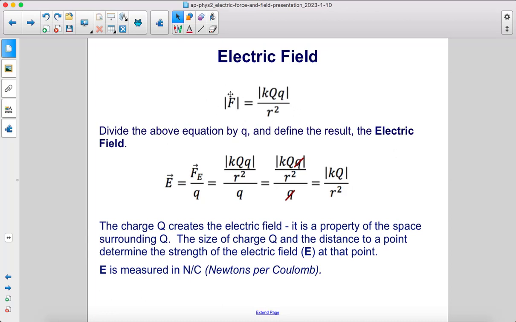Alright, so we start with Coulomb's law. If we divide the above equation by little q and define the result, we have the electric field. So electric field, by definition, is force per charge. So we have the force here, and charge is little q. The little q's cancel, giving us kQ over r squared. The charge big Q creates the electric field. It is a property of the space surrounding this charge. The size of charge Q and the distance to a certain point in space determine the strength of the electric field at that point. E, electric field, is measured in newtons per coulomb.